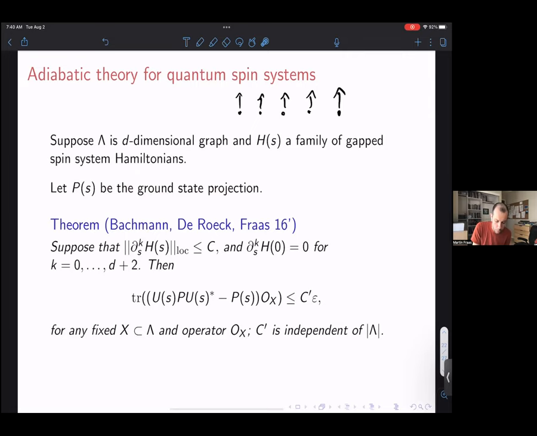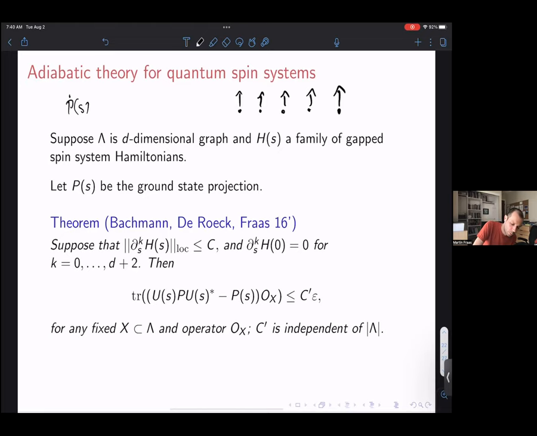Now, as I was somewhat already advertising when I was talking about this quasi-adiabatic projection, this is the case where if you move this projection, you don't have good norm differentiability. So if you start moving this projection, and you look at the norm of P dot_s, this would generally scale with the volume. So this would be the number of sites, and it would simply blow up as the volume goes to infinity.